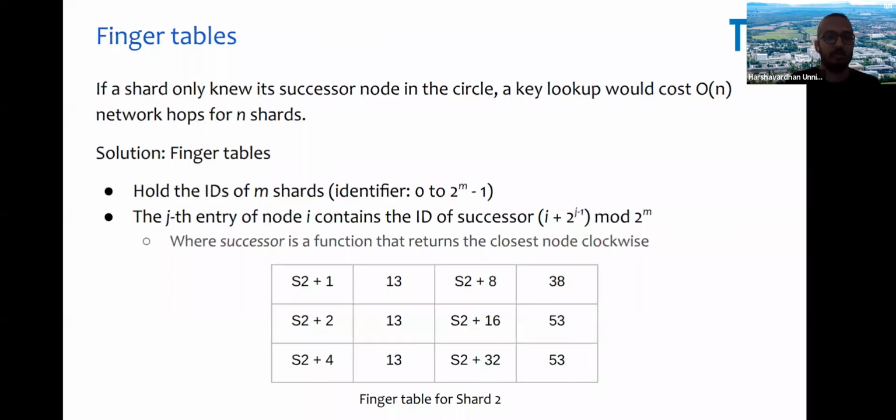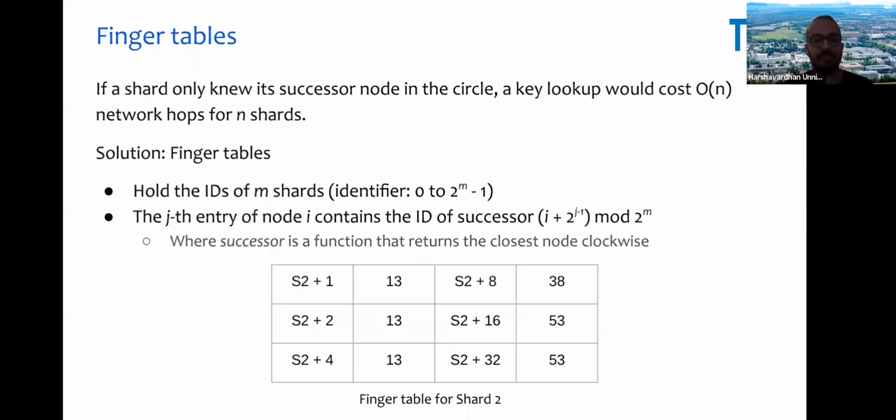So to overcome this problem, we use a technique known as finger tables. Every ith shard in a system contains a finger table whose jth entry contains a successor of i plus 2 to the power j minus 1 mod m, with the first entry being the immediate successor in the circle. Using the finger table, a key lookup can be completed in order of log n time, where n is the total number of shards.